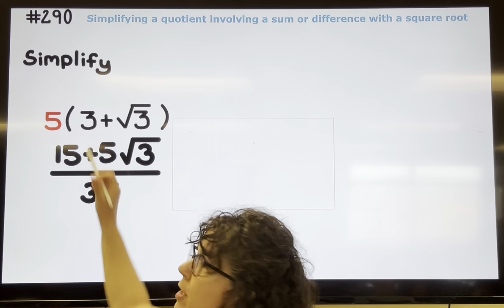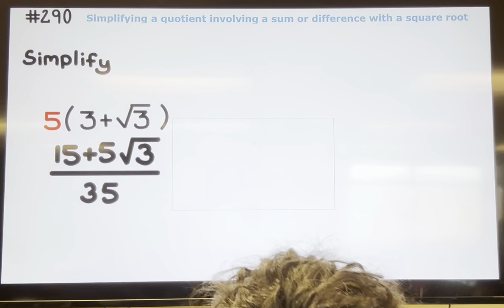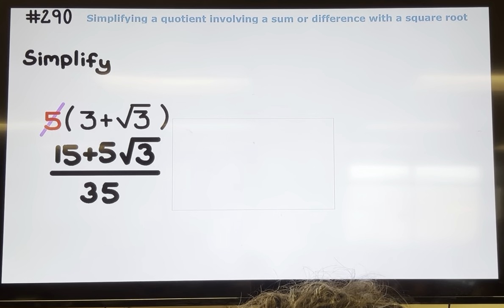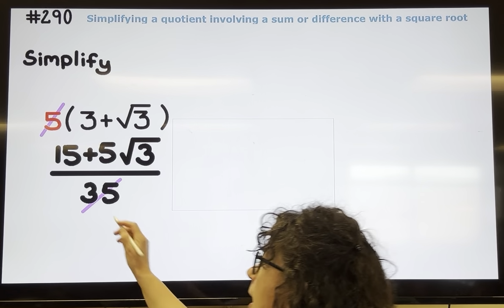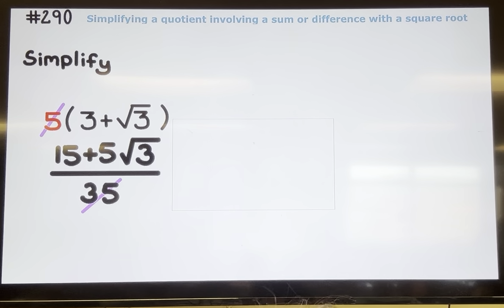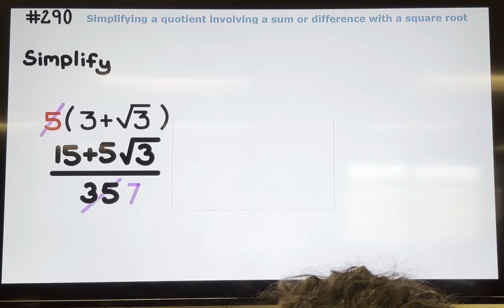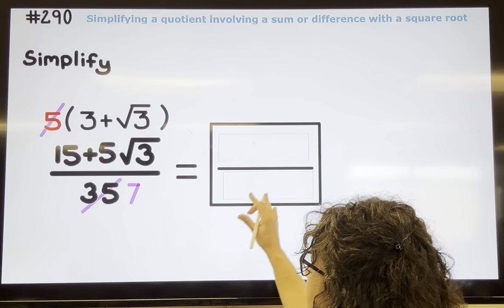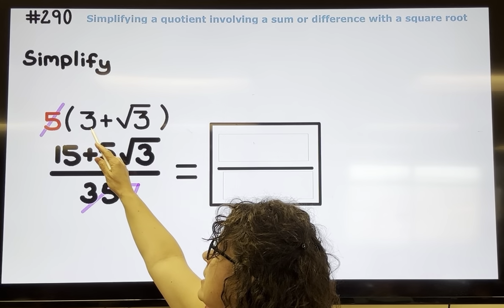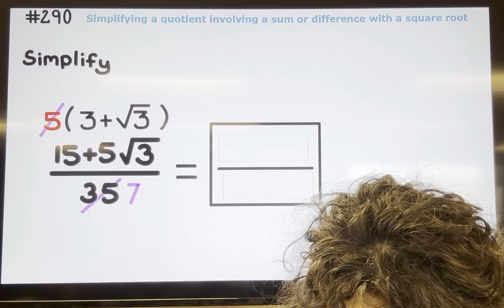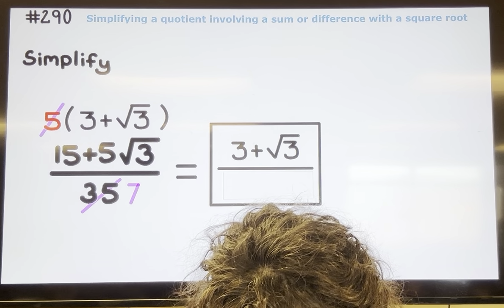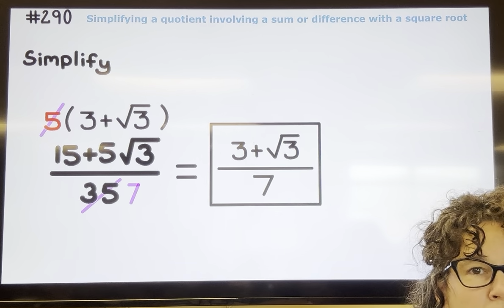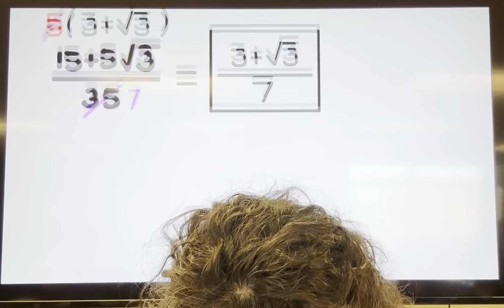But now that the numerator is written as a multiplication problem, I can cancel this 5 with the 35 in the denominator, and 5 fits into 35 7 times. So the only thing that I have left now in the numerator is the 3 plus root 3, and in the denominator I have 7. Okay, so let's do one more like that one.